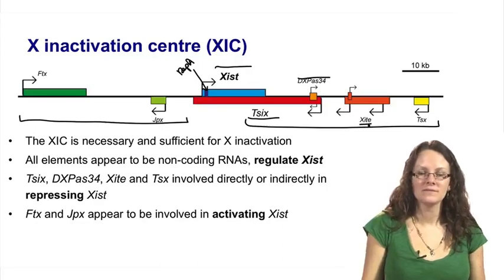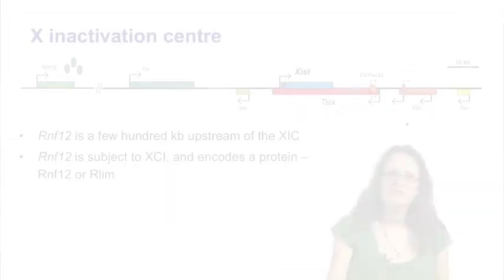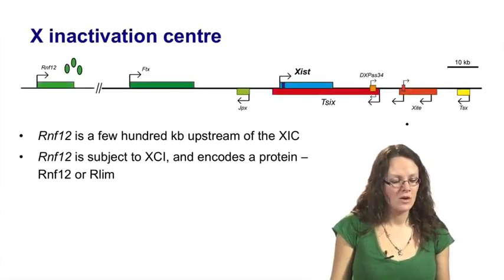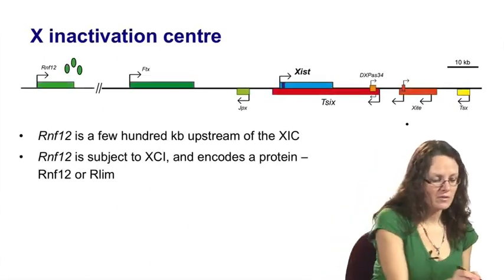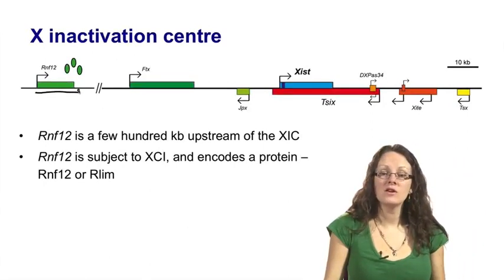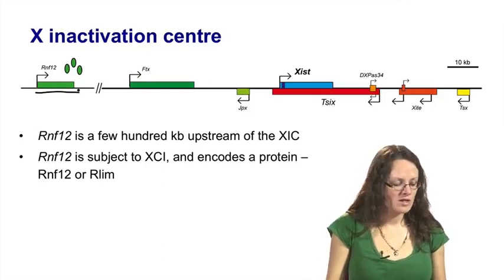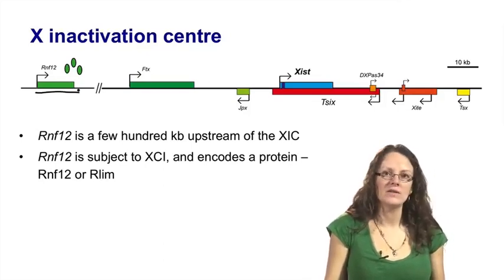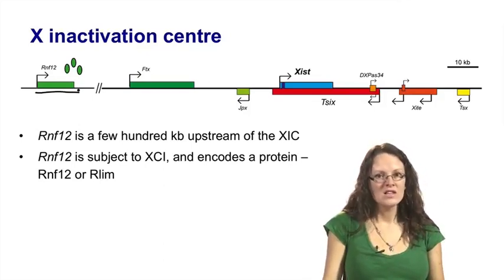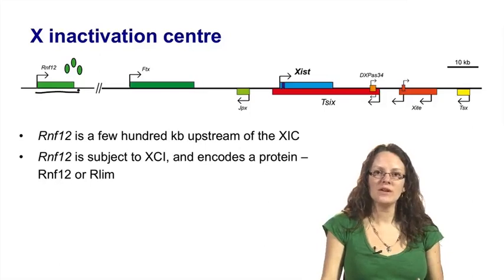RNAs. So if we look upstream of this X inactivation center, a couple of 100 kb upstream, we find another gene called RNF12. And this gene RNF12, rather than being a non-coding RNA, actually does code for a protein. The protein is called RNF12 or RLIM. It has two names that are interchangeably used. So this gene RNF12, being that it's on an X chromosome, is subject to X inactivation.